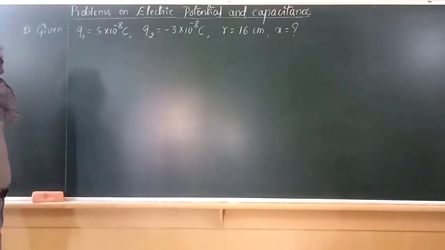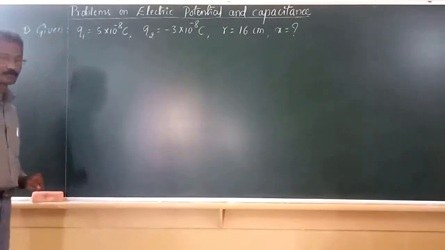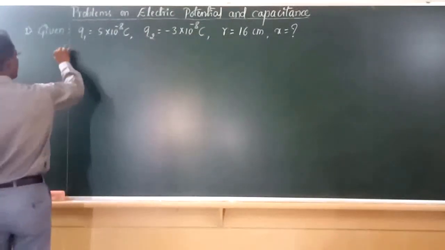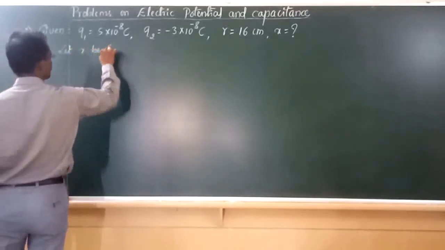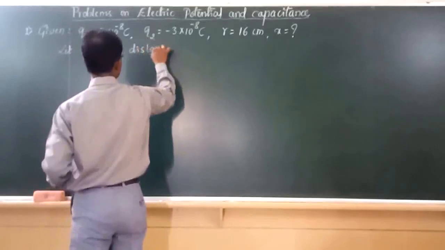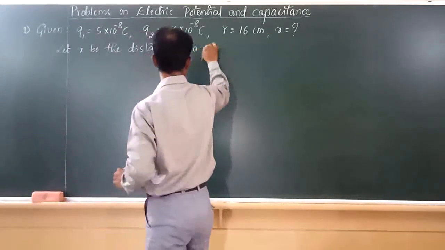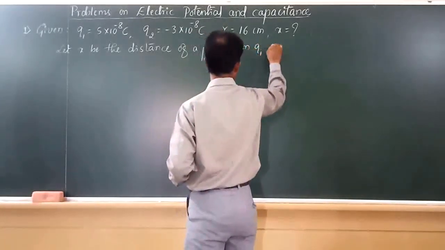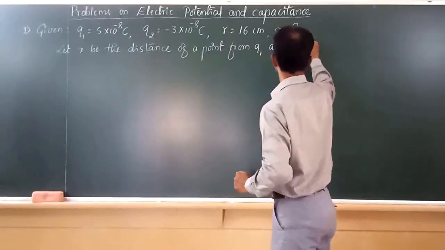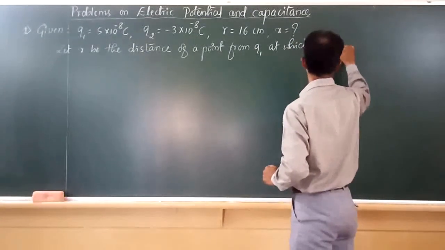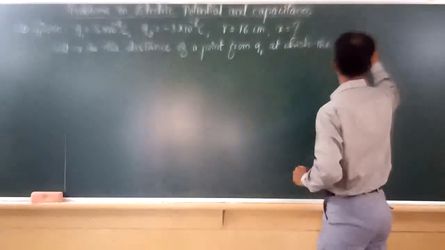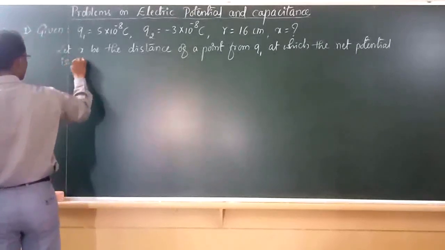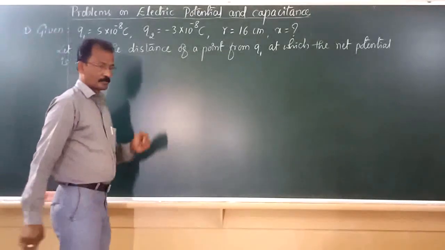Let x be the distance of the point from the charge Q1 at which the net electric potential is zero. Net potential is zero.